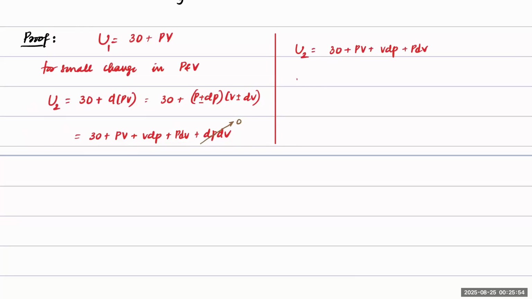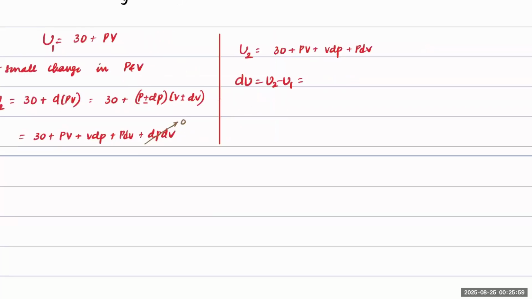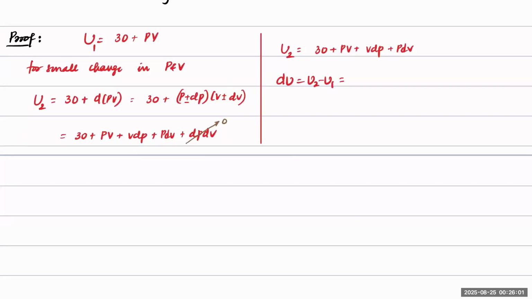du will be equal to u2 minus u1. And in u2 minus u1, if you notice, the 30 plus pv and 30 plus pv will get cancelled. So what is left? vdp plus pdv. This is what is left, right?